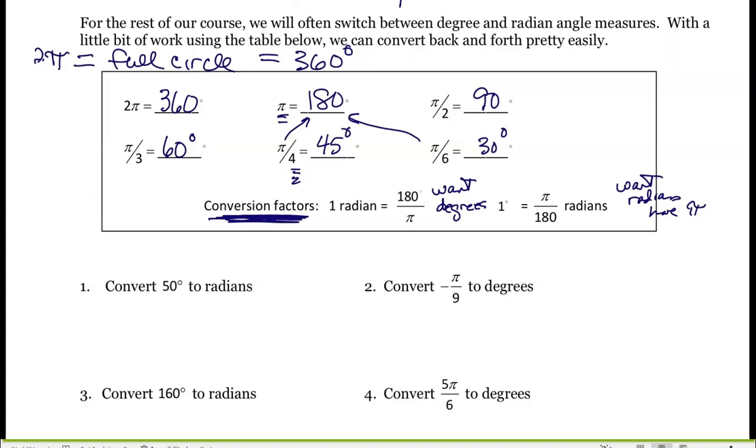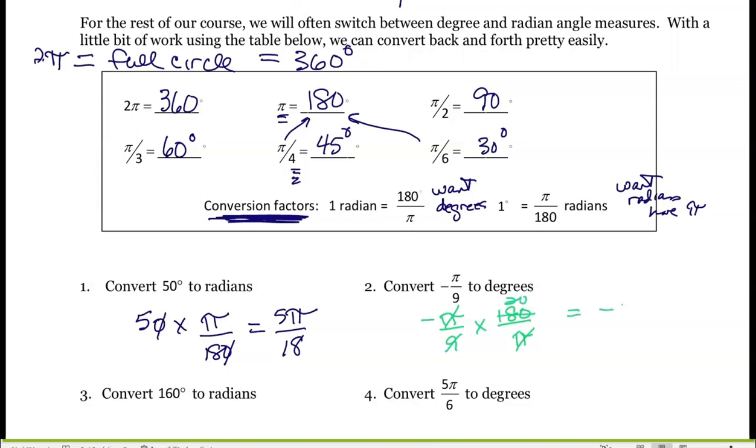So if I'm going to convert 50 degrees to radians, I have degrees. I'm going to multiply by pi over 180. Okay, so divide both by 10, and you get 5 pi over 18. Convert negative pi over 9 to degrees. I want degrees. I put degrees up top. Look what's going to happen. The pi's will cancel, the negative stays, and 9 goes into 180 20 times, so that equals negative 20.